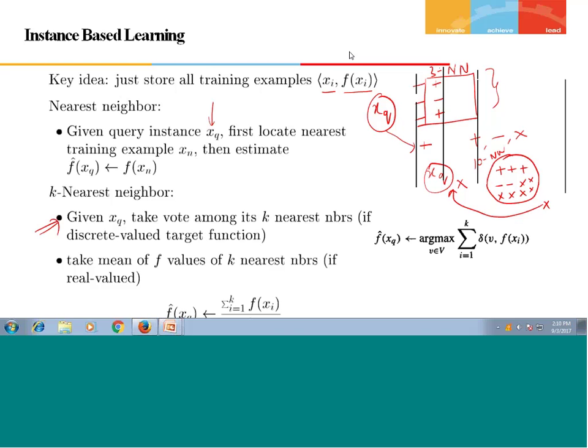But if, let's say, there is some restriction that you have to take an even number as k, then you can. This is a tie. This is a case of tie. You can break it depending upon your algorithm.